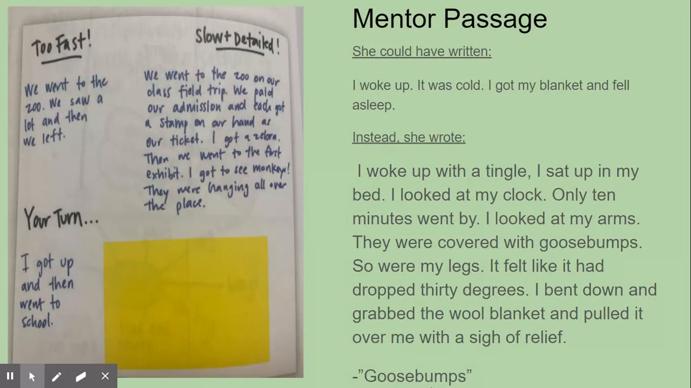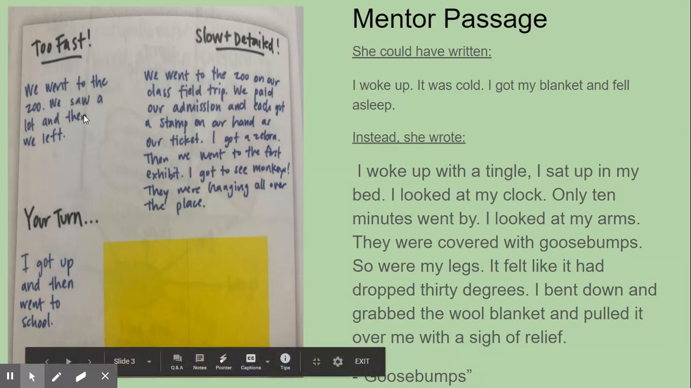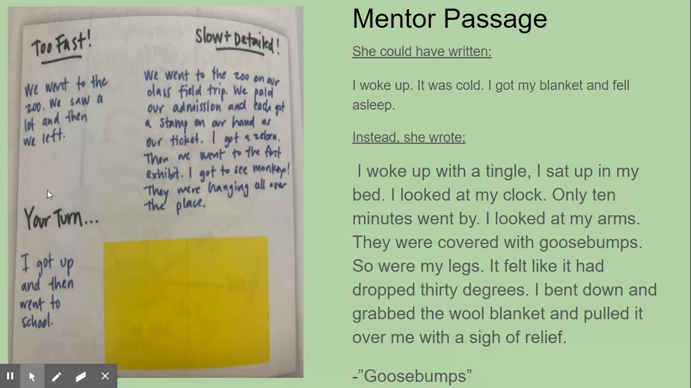Sometimes we write too fast, jumping from one event to another. So for example, this author over here wrote, we went to the zoo, we saw a lot, and then we left. They took no time to develop the whole story. They went back over here and revised, adding in step by step what they did.